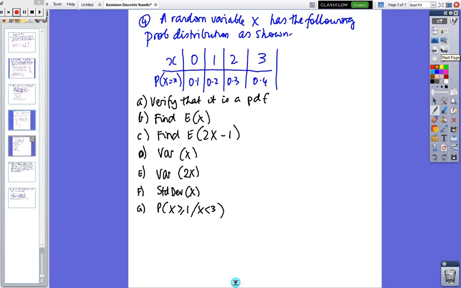Okay, so this is our long question. A random variable x has the following distribution table. So we have to verify that it's a PDF, and then find some. E(X) will be easy. E(X squared) will be hard, and then this will be easy from D. This will be easy once we've got D, and once we've got the numbers.